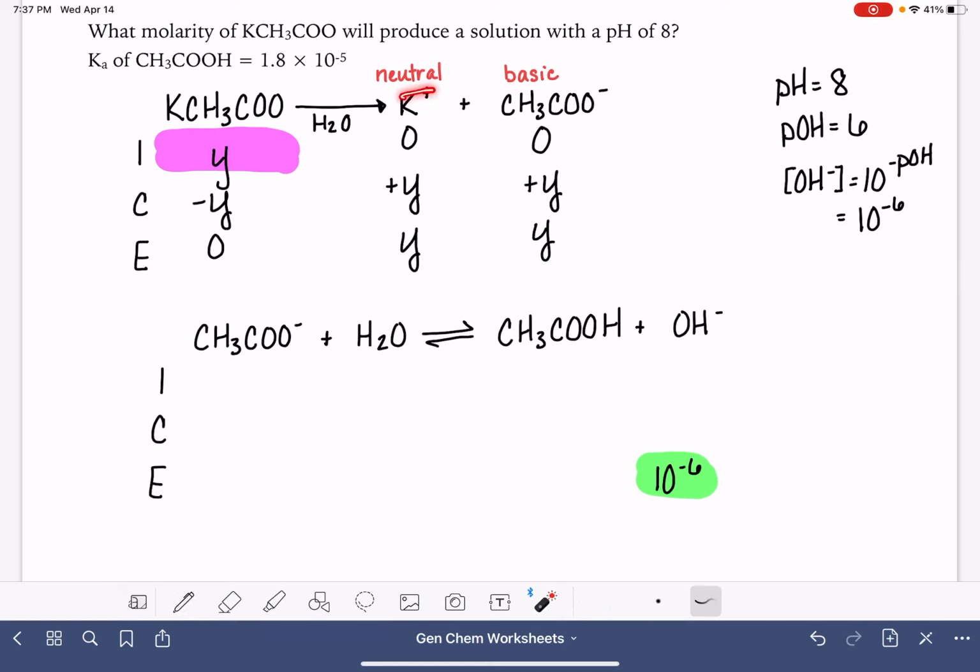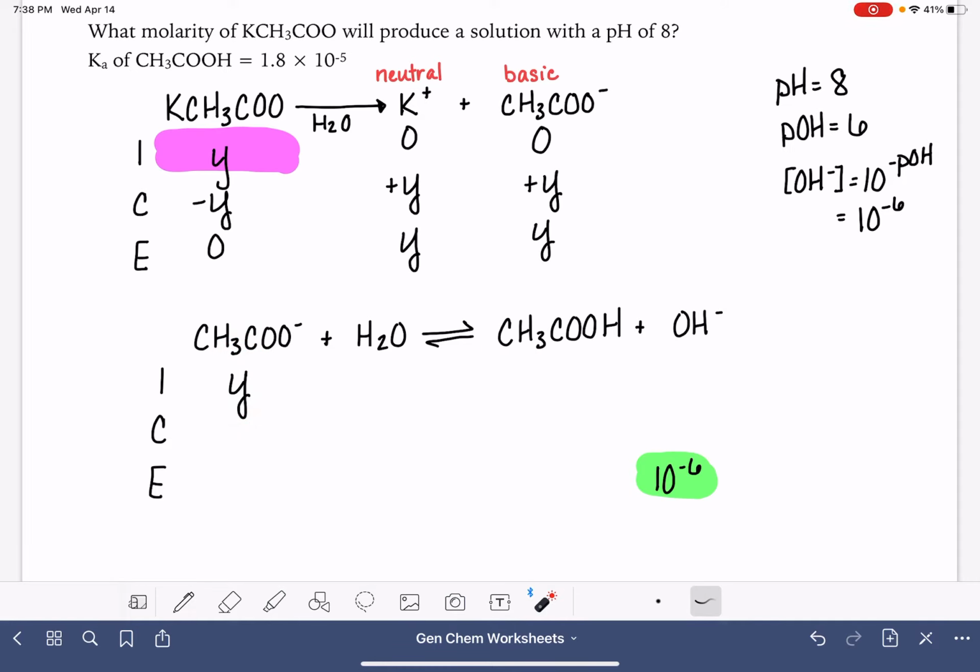Now, as I said before, we don't really care that much about the potassium ions. What we really care about are the acetate. Once these acetate ions have been formed, the acetate ions, which we're calling Y, are going to react with water, which we don't really worry about in these ICE tables. They're going to react with water to form acetic acid and hydroxide ions.